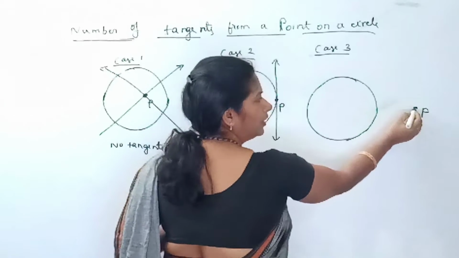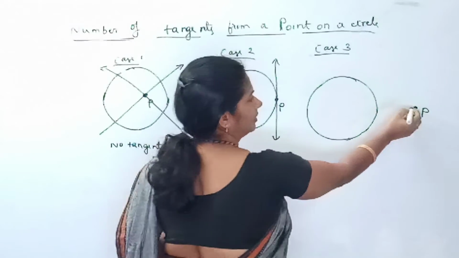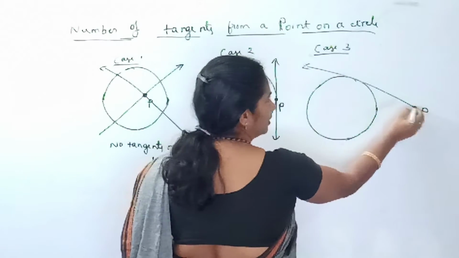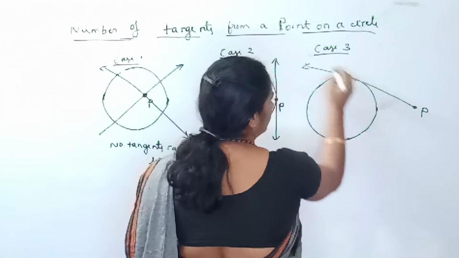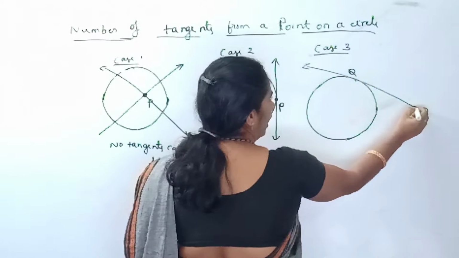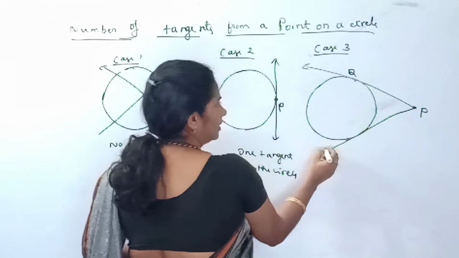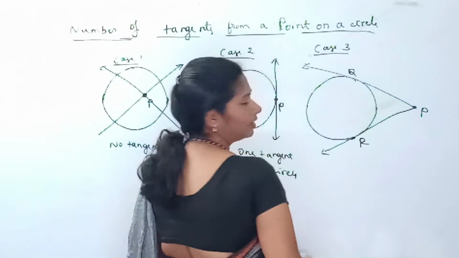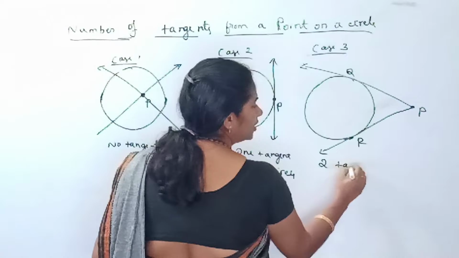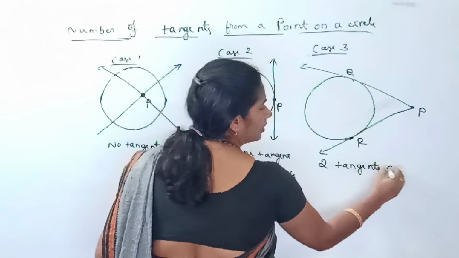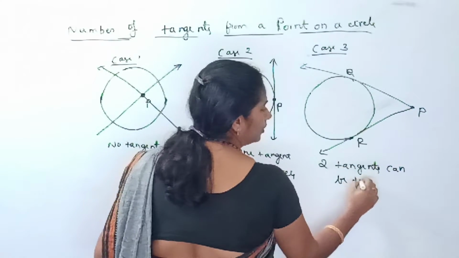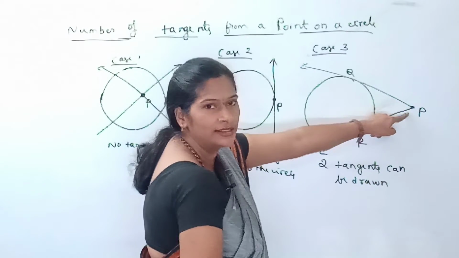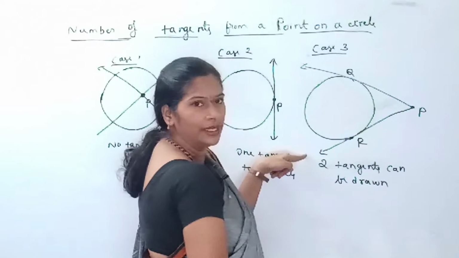Case 3, when a point lies outside the circle, how many tangents can you draw? You can draw 2 tangents. You can draw one tangent like this, so let me call that PQ, and one more tangent like this. So let us call that PR. PQ and PR are the 2 tangents that can be drawn. When a point lies outside the circle, 2 tangents can be drawn.